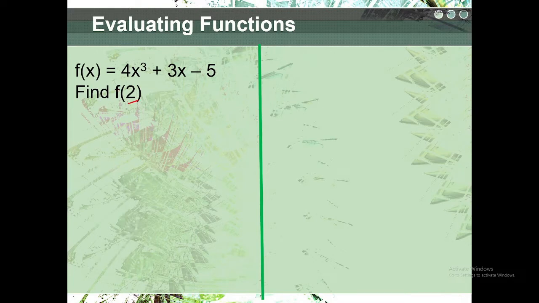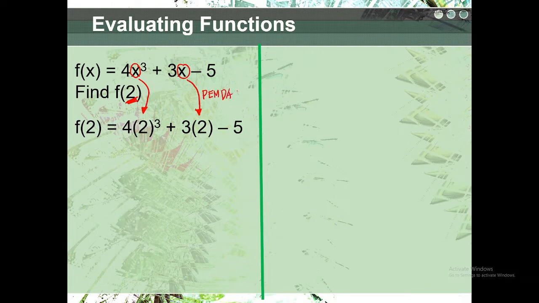So what we will be doing here is simply substituting 2 for the x's there. The x there will be replaced by the number 2, which is our value in problem number 1. Again, whatever the value of your x is, you substitute that into your function. And then you follow the PEMDAS rule.